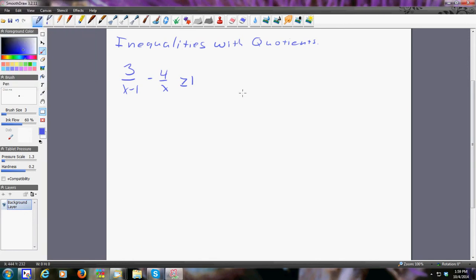Alright, this next topic's a bit of a bear, but if you're up on your algebra skills, it shouldn't be a real problem at all. And here's what you have to do. We're solving an inequality with a quotient. This is my starting question.